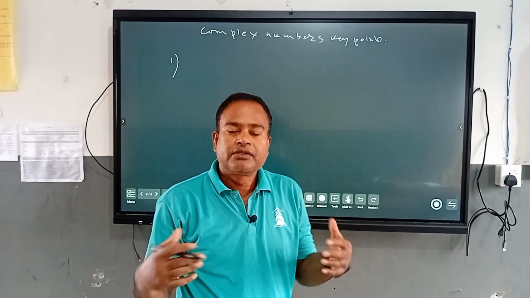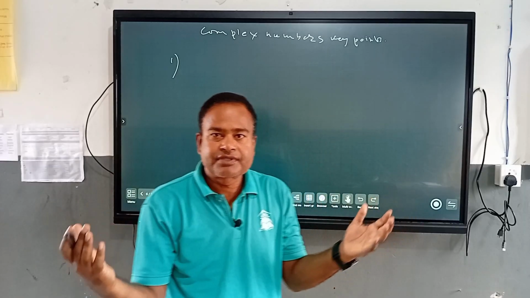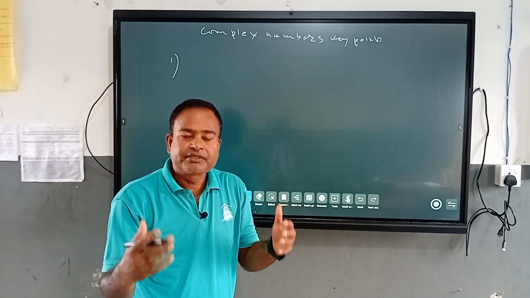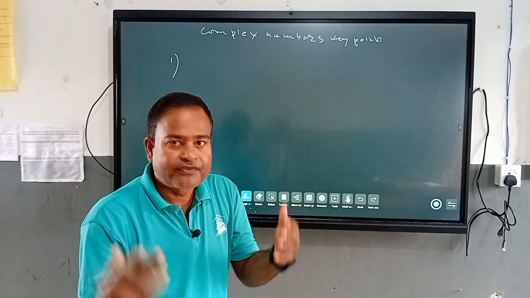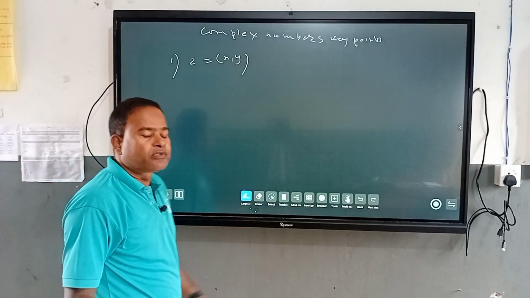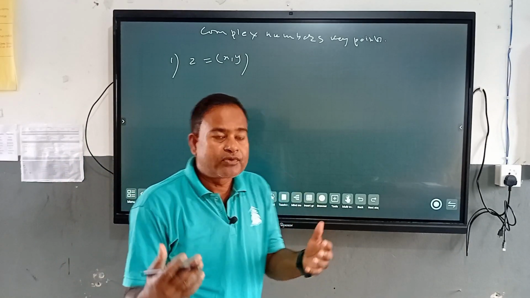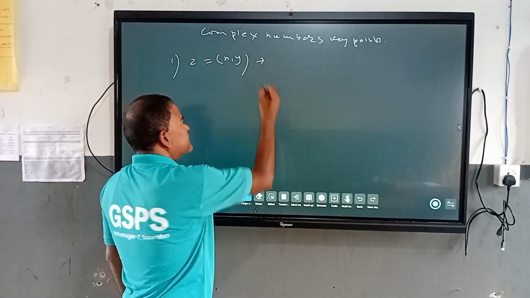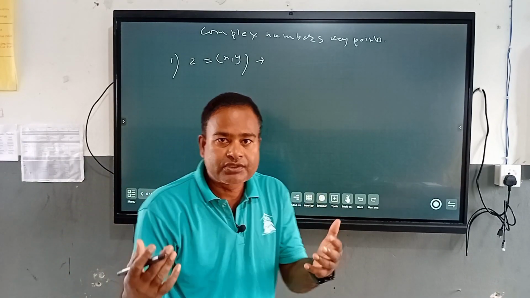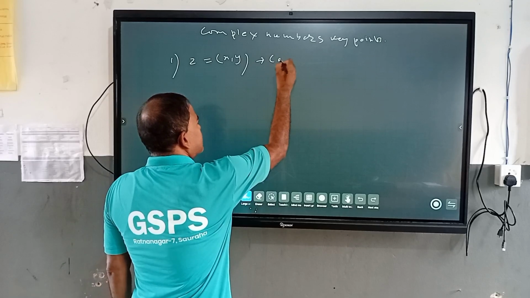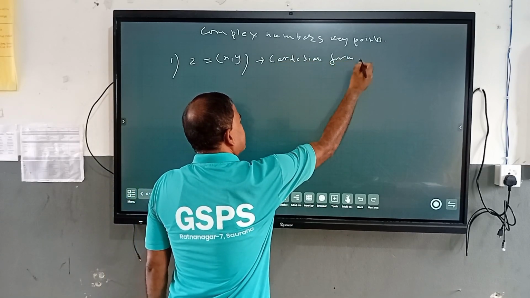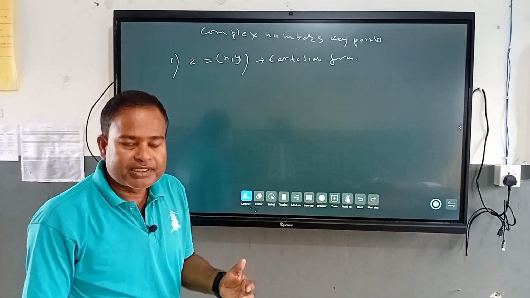We can write the complex number in different forms. The first form of complex number is ordered pair, which is also known as Cartesian form or rectangular form. So Z equals the ordered pair x comma y is known as ordered pair form, which is also known as Cartesian form or rectangular form. So this is the Cartesian form, or we can say ordered pair form of a complex number.